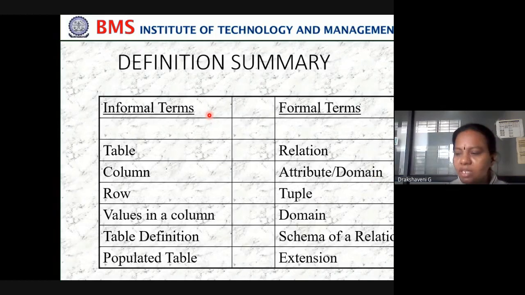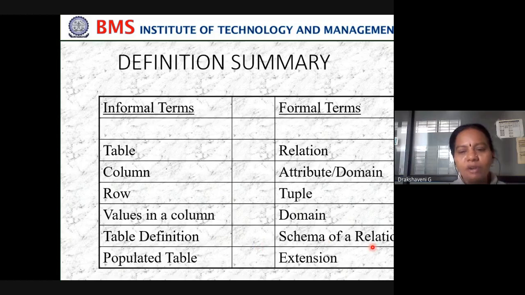So if we map all this, here is the definition summary, informal and formal. Informally, we call it a table, whereas in the formal relational model, we call it a relation. Column: attribute or domain. Row: tuple. Values in the column: domain.